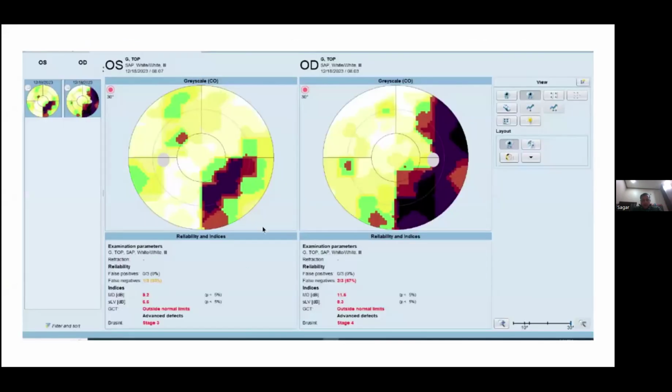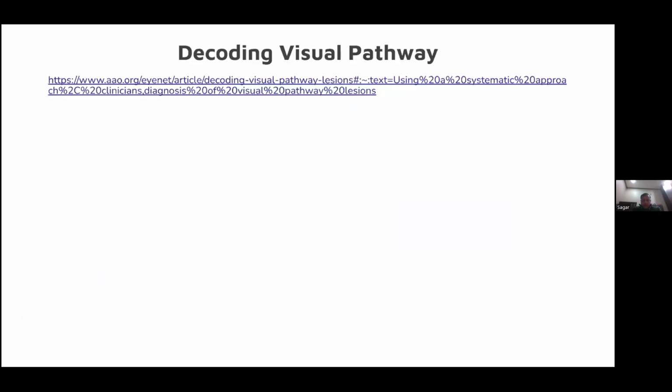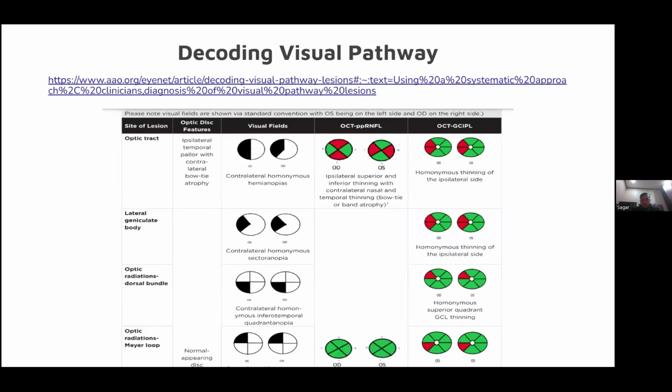This time I took him through the fields, and with some persuasion, over 1 hour, he was able to do these fields. So there's a homonymous defect on the right side. Dr. Madrema and I have had this article published in the iNet magazine, Decoding Visual Pathway. Here we have put forth that in an optic tract lesion, we get this sort of pattern. Though in one of the eyes it is not exactly matching, in one eye we have got a similar pattern.